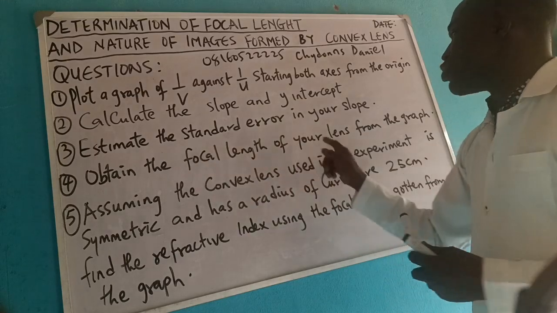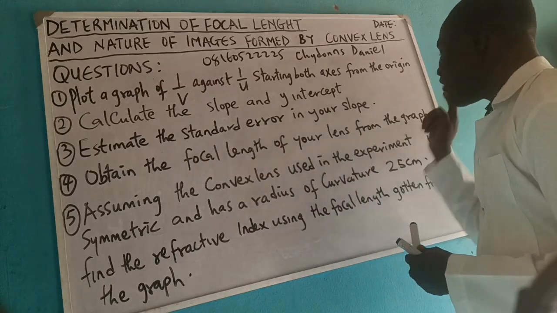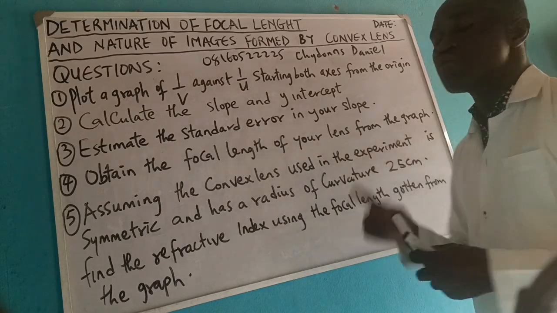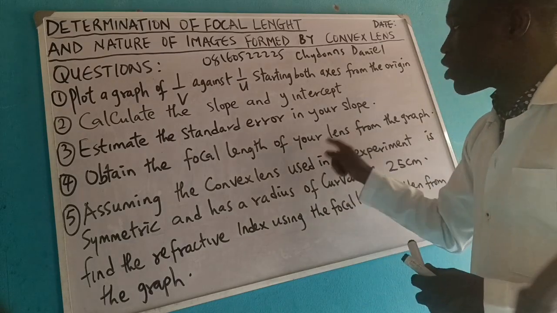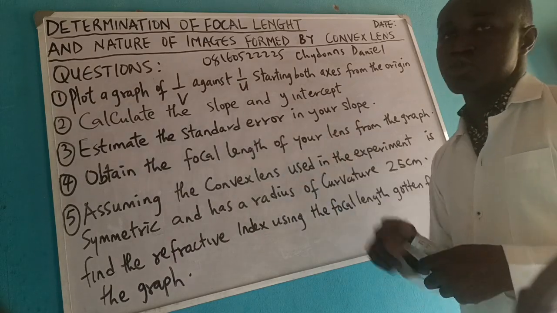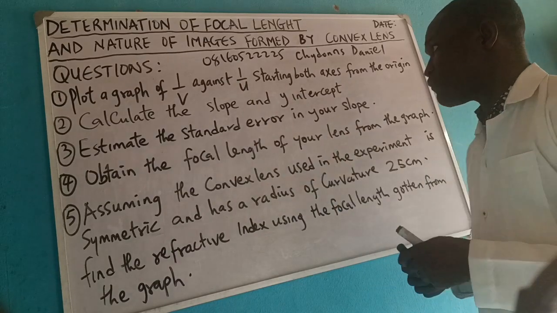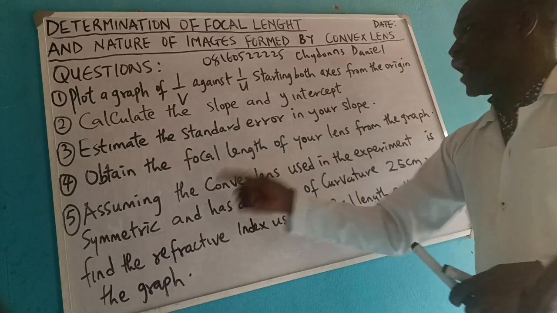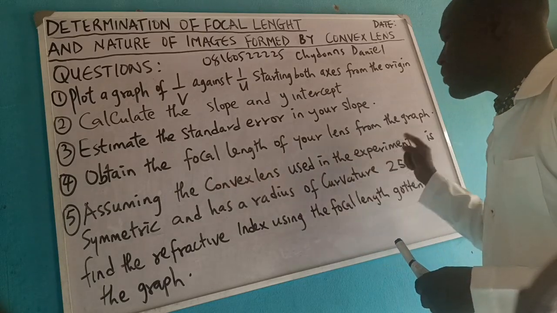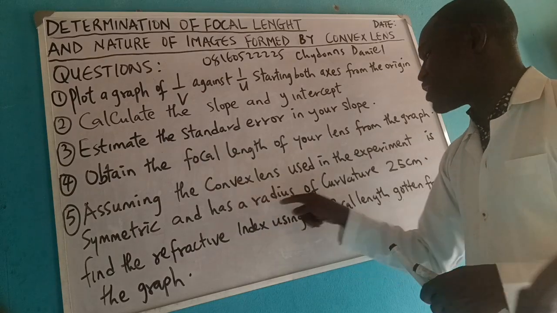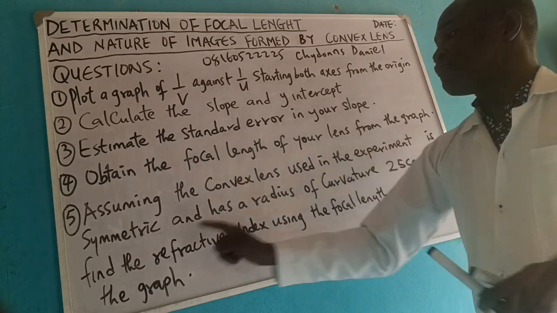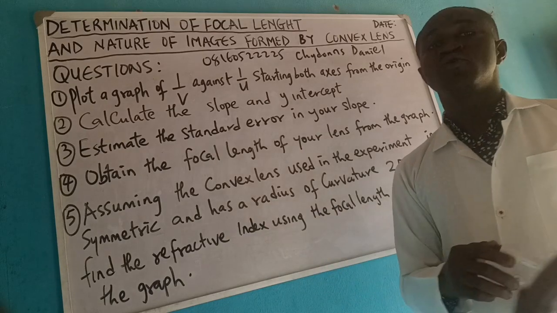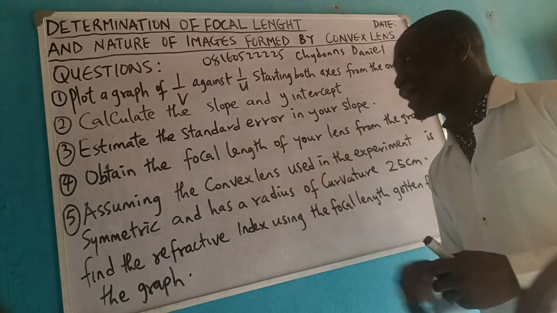Obtain the focal length of your lens from the graph. We will see how to get this, and that will be coming from your slope. I will tell you how to get it from your slope. Assuming the convex lens used in the experiment is symmetric and has a radius of curvature of 25 cm, find the refractive index using the focal length gotten from the graph. We will also show you how to do that.